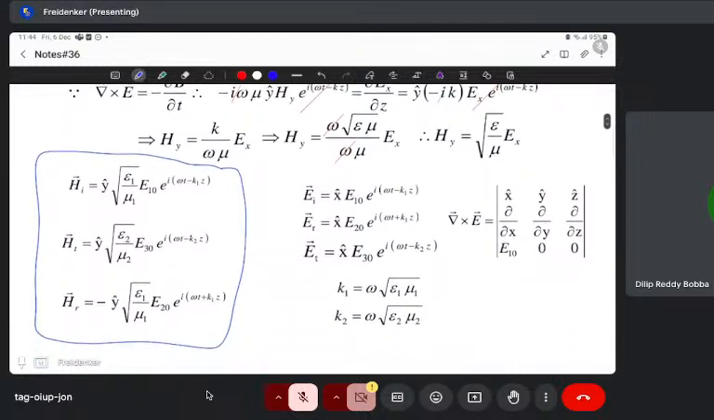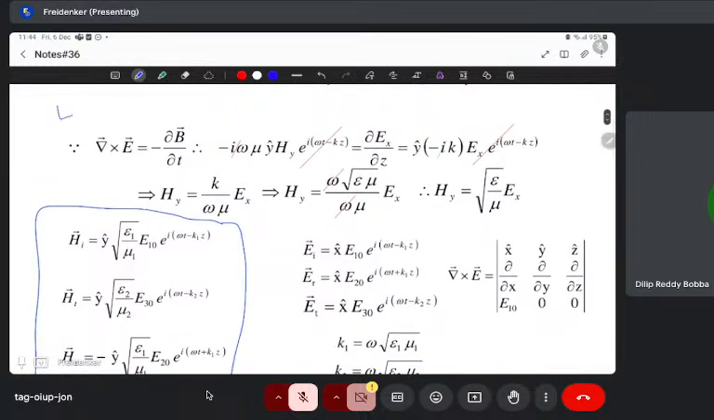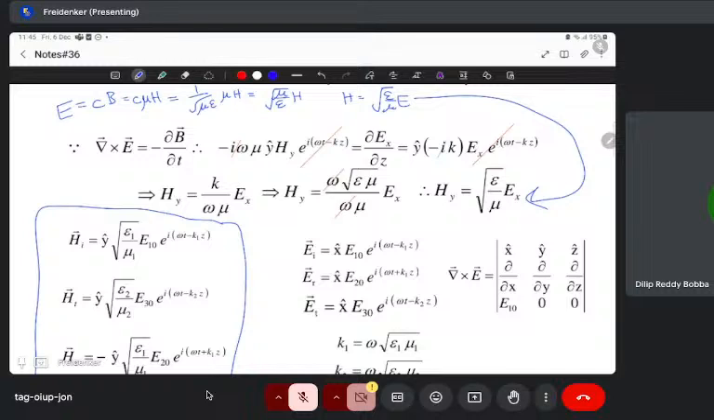I mean, you don't have to do all of that as well because I know E is CB, B is nothing but H mu, right? B is nothing but H mu, and C is nothing but 1 by under root mu epsilon. So what do you get? Is this what you get? So H is nothing but epsilon by mu E. Well, see, that's the same thing that they got. You don't have to break your head or something.